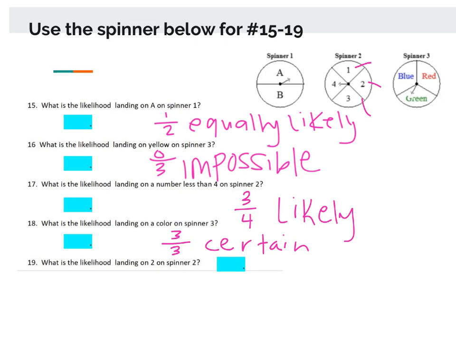And then the last one, what is the likelihood of landing on 2 on spinner 2? So on spinner 2, we only have 1 favorable outcome, which would be a 2, out of 4 possible outcomes. So that would be 25%, which is unlikely because it's under 50. Right?